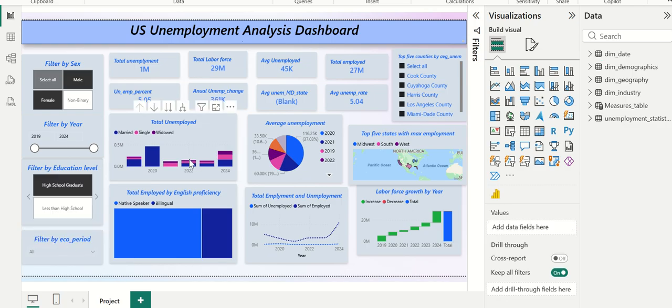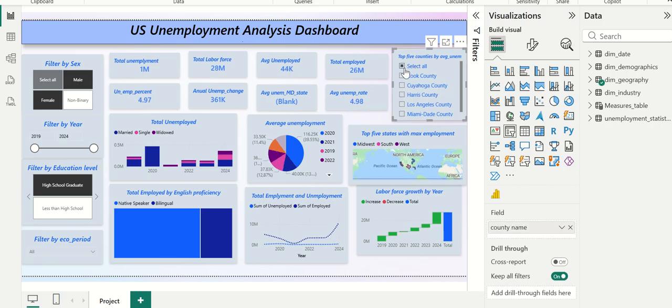So I have also another filtering mechanism on the top right, which is top 5 counties by average unemployment. These are the top 5 counties that have higher average unemployment. So if you select one of them or select all of them, the information on the dashboard will be displayed or recalculated accordingly.